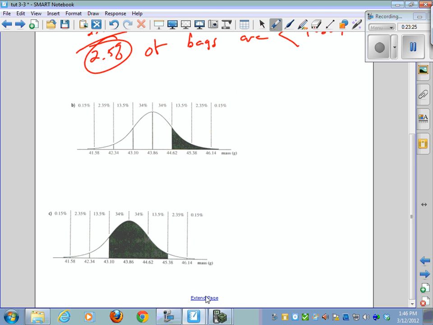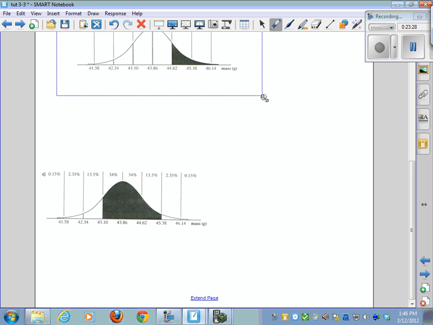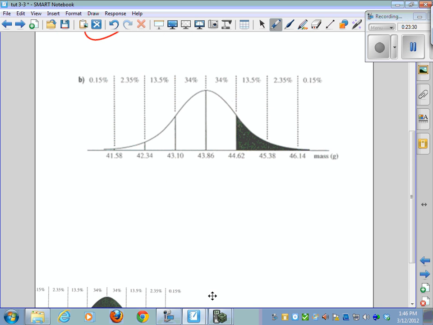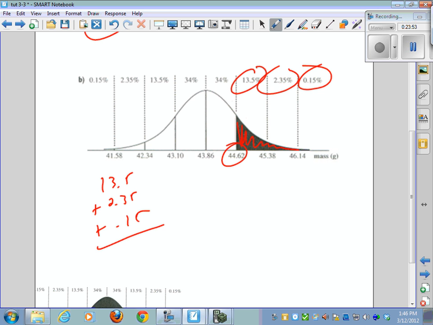Greater than 44.62. How do you do that? You find 44.62 on the bottom. Because it's greater, which way do I go, Lacey? To the right, exactly. Greater means to the right. Shade those in, and then simply add those numbers up. That's all you do. 13.5 plus 2.35 plus 0.15. That's all you do. 16% is the number. 16% of all bags are greater than 44.62 grams.